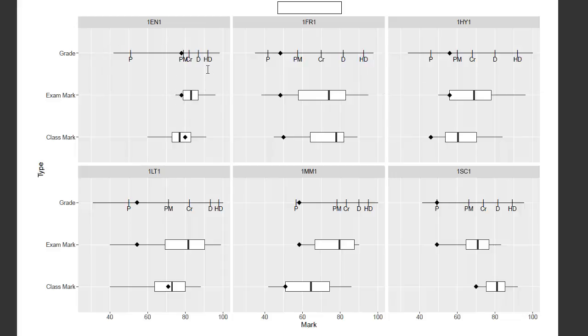This top line here is a little bit different. All we've done here is draw a line from the top mark over here to the bottom mark over here, and we've shown the grade cutoffs.